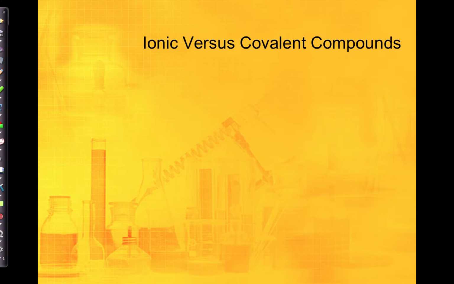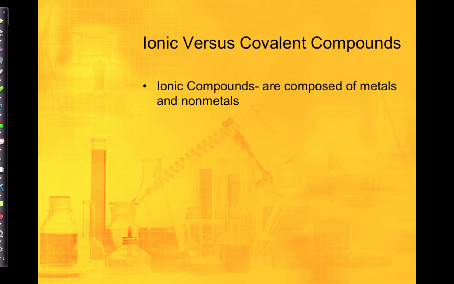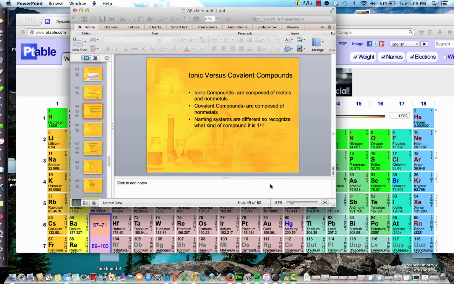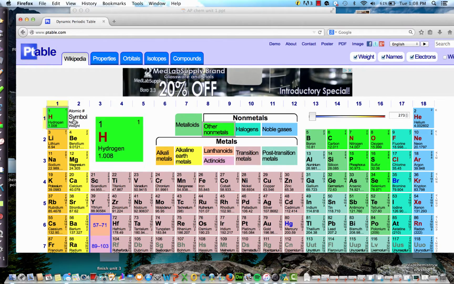So the first thing, when you have a compound, you have to decide if it's ionic or covalent. That's the very first thing you have to do. So if you have an ionic compound, ionic compounds are composed of metals and nonmetals. So you have to look and determine, is this a metal and a nonmetal? If you look at your periodic table, everything to the left of this little staircase right here is considered a metal, which is most of the elements right here. Hydrogen, of course, is not.